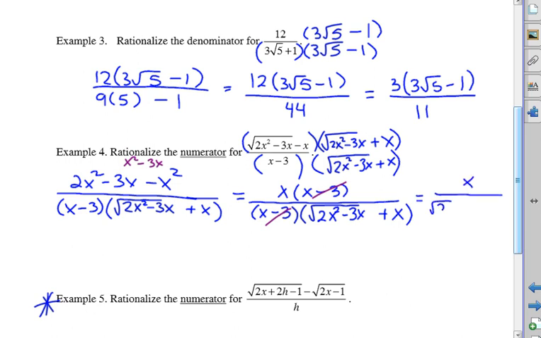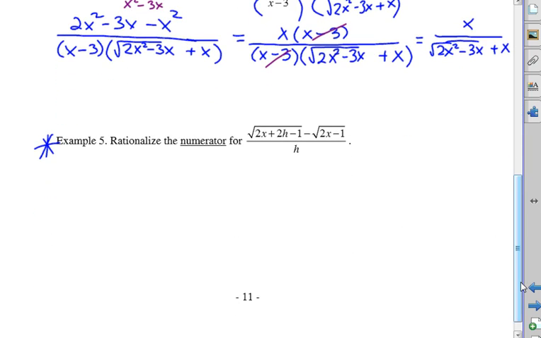I don't know. 2x squared minus 3x, such an ugly thing, plus x. There's our final answer. So I think, is he our last guy for the day? He is. So let's rationalize this numerator. I love this guy.